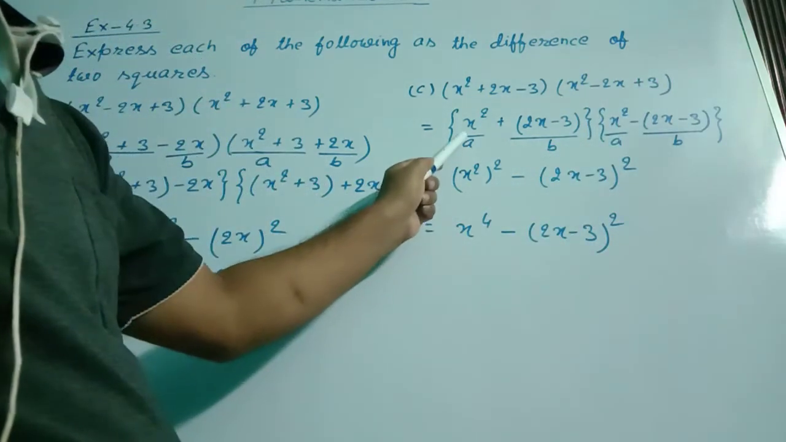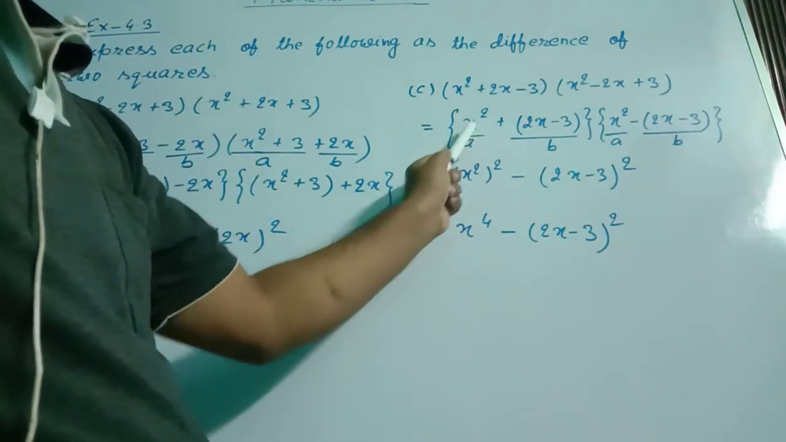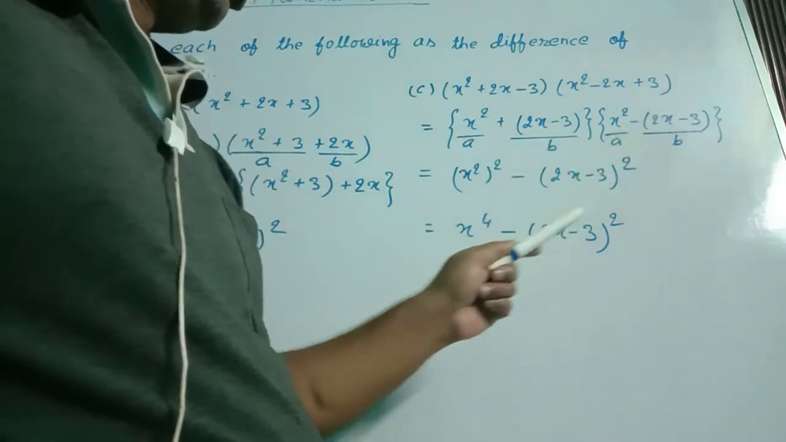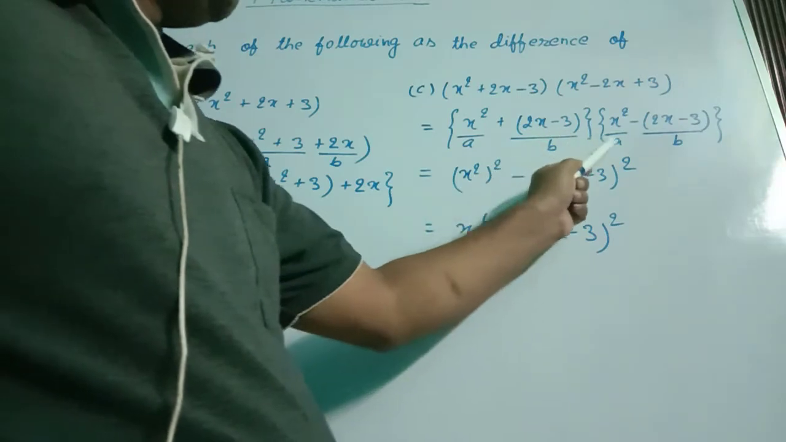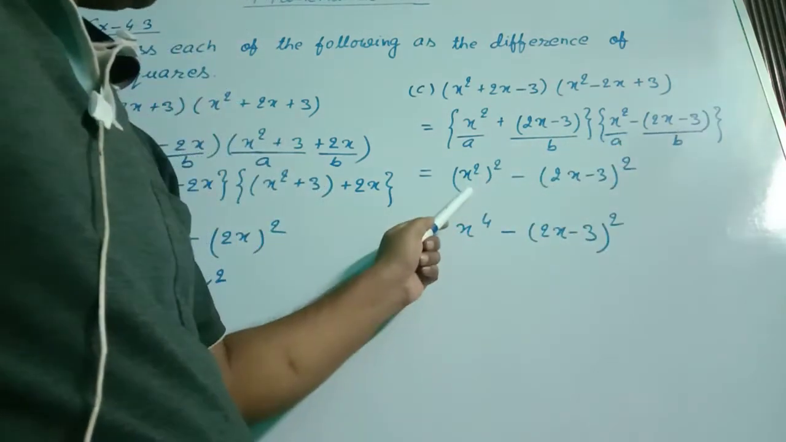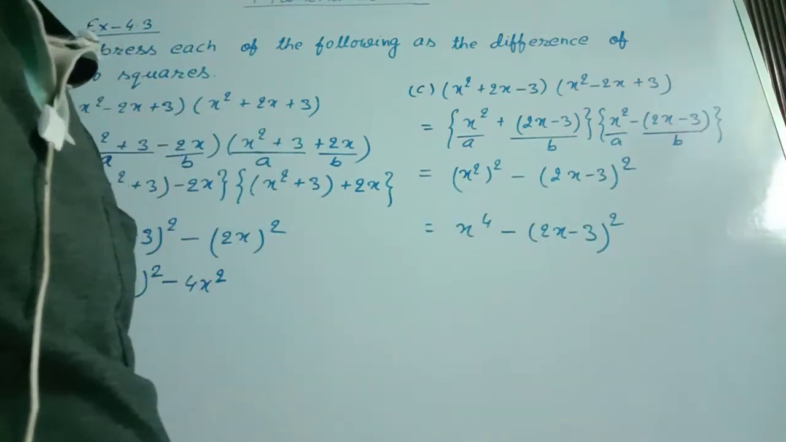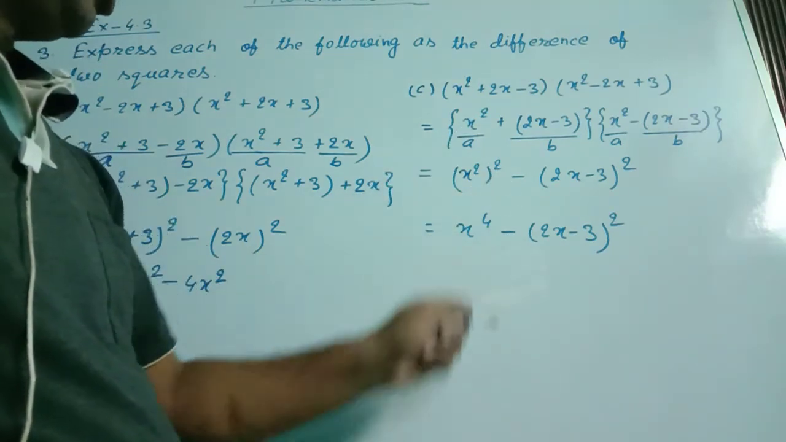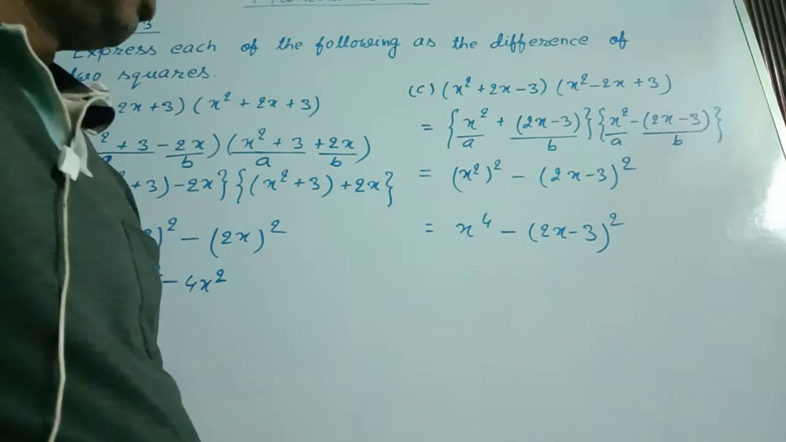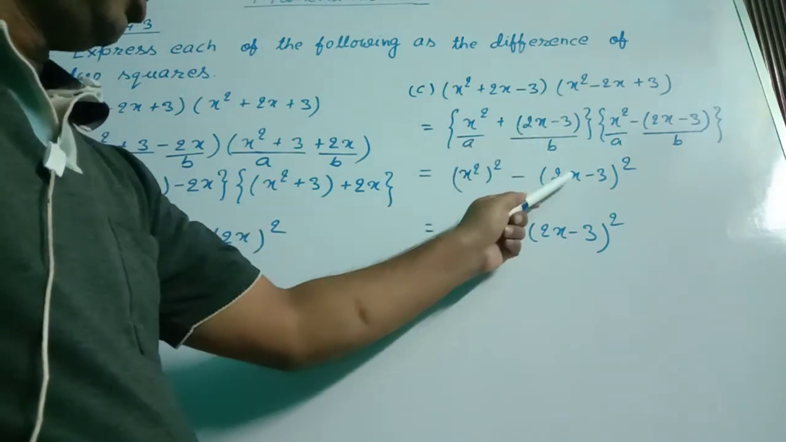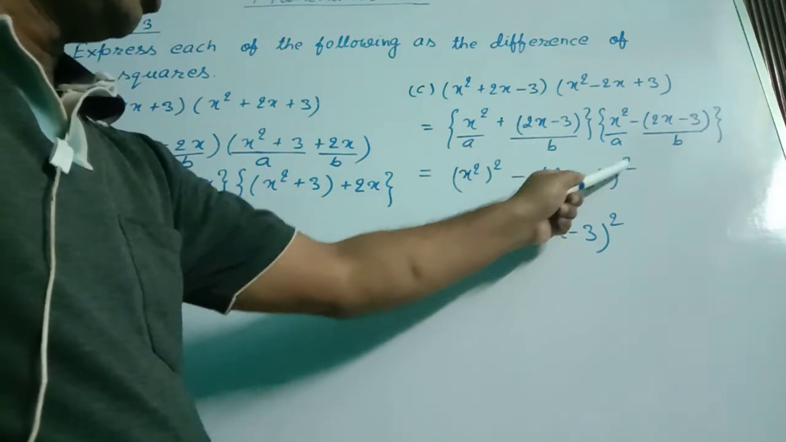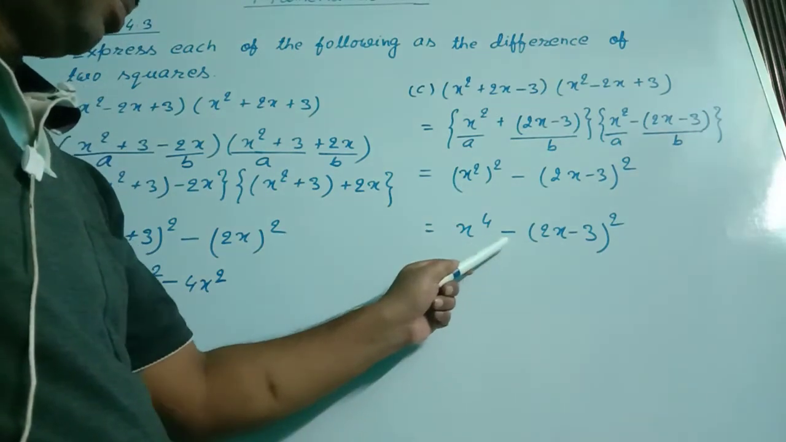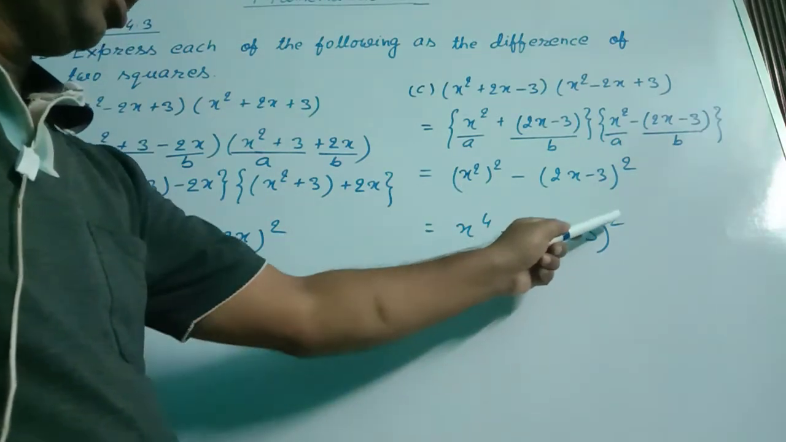We are saying this is a square, this is a plus b, this is a minus b. A plus b into a minus b equals a square minus b square. A square is x square whole square, minus b square, where b is 2x minus 3, so b square means 2x minus 3 whole square. This is simplified: x to the power 4 minus 2x minus 3 whole square.